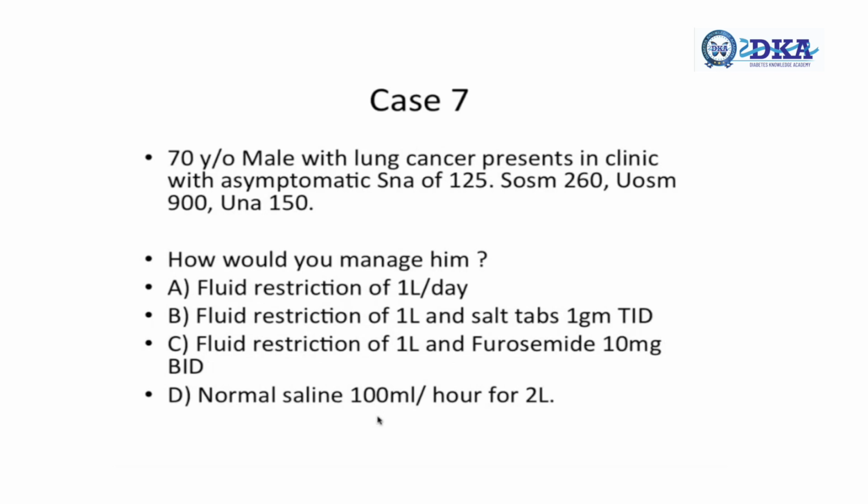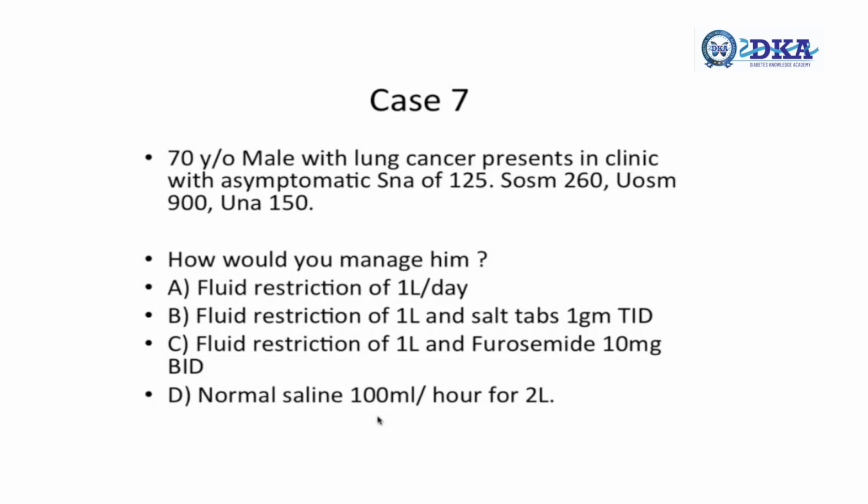A 70-year-old male with lung cancer presents in the clinic with asymptomatic serum sodium of 125, serum osmolality of 260, a urine osmolality of 900, and urinary sodium of 150. What is the diagnosis here? The diagnosis here is very clear.